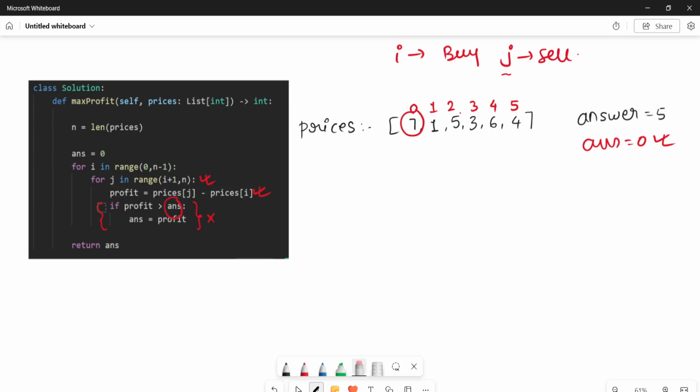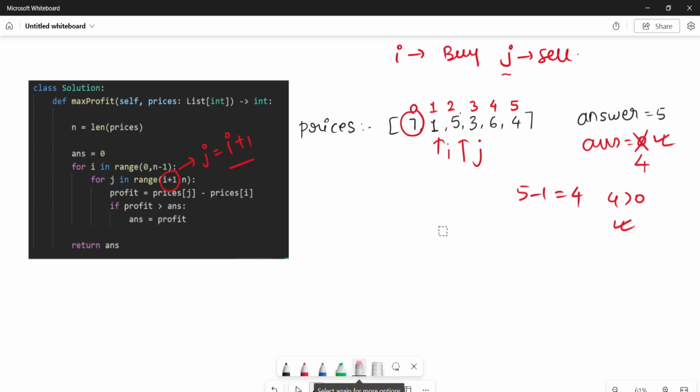Once this i is exhausted, i will increase by 1. So we will come here, and j will start from here. You can see in this piece of code, j is always i plus 1, right? Now let's check the difference. 5 minus 1 is 4. Is 4 greater than 0? Yes, it is the case. So the answer will be updated with 4.